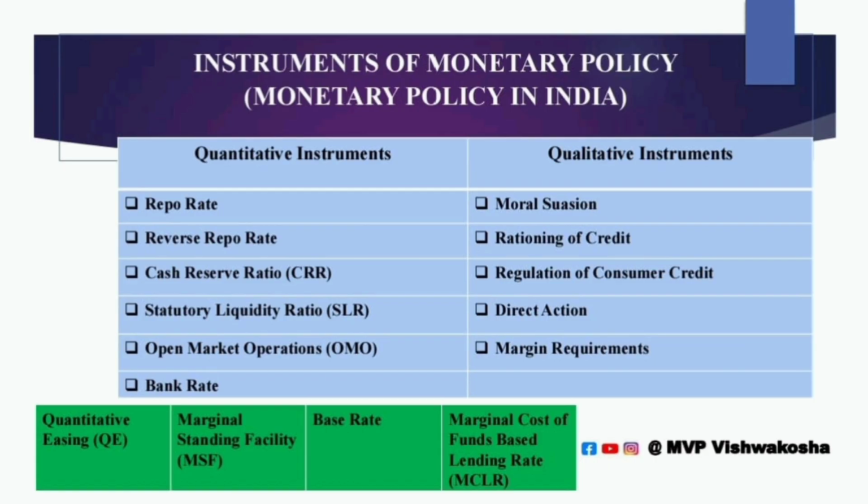And the last one is margin requirements. It is the minimum equity or collateral required for loans. It also reduces speculative borrowing and ensures risk mitigation, and is often applied to loans against assets like shares or property. Okay, these are the qualitative instruments.